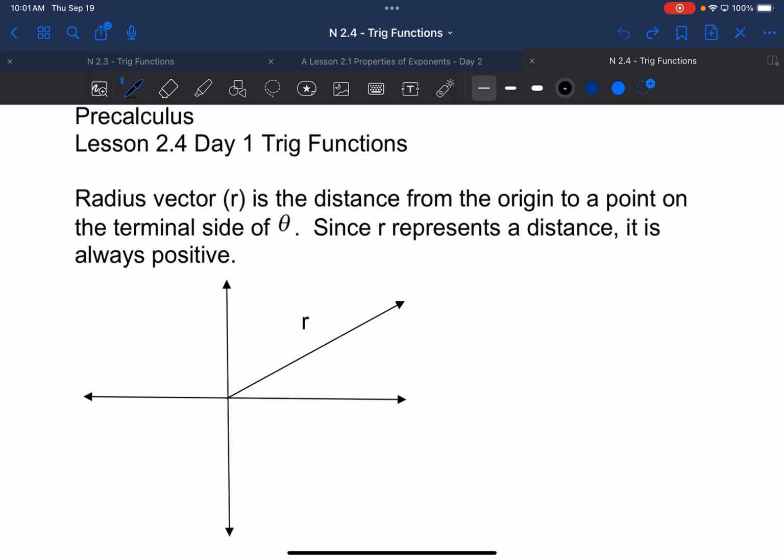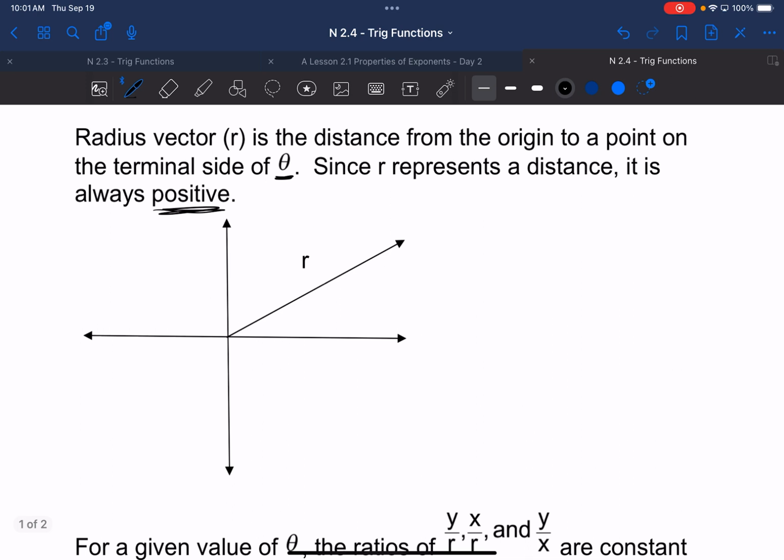For the distance from the origin, and it is going to be the terminal side of theta. Remember, theta is just whatever your angle is, right? Usually measured in degrees, but also sometimes radians, so we have to know how to measure both. It says since r represents a distance, it's always positive. All right, so whatever r is, always a positive number. Now, if I were to have a right triangle on the coordinate plane and the r vector that they drew here was the terminal side of the angle, then this is my theta, right?